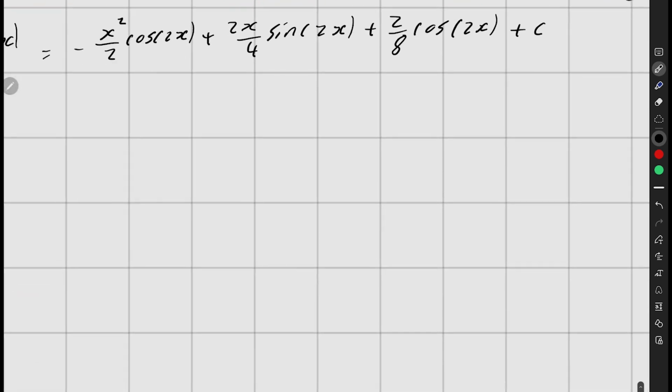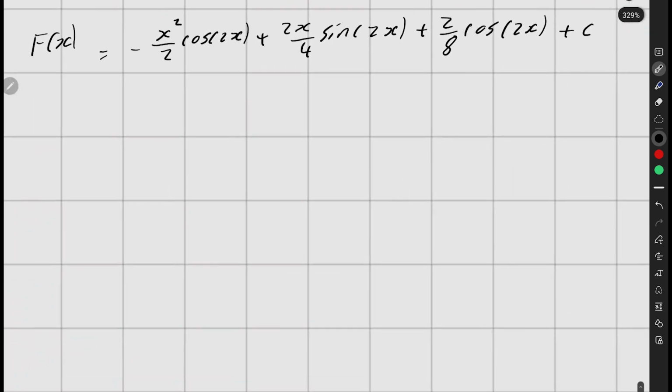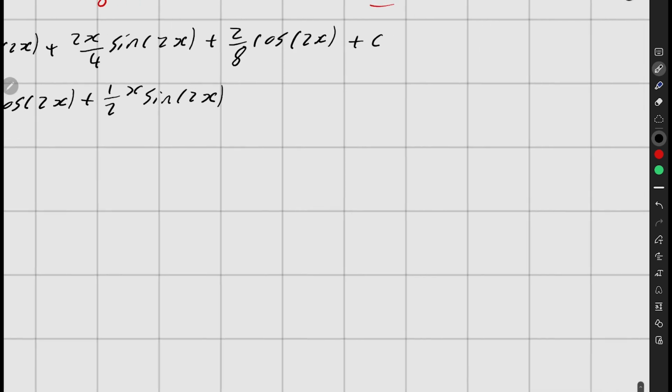So that's one of the 3 stops that you need to know, when a derivative goes down to 0, and that's how we can use it. We can simplify this down a bit, so that's going to equal 1 divided by 2 x squared cos 2x plus 2 on 4, 1 on 2 x sine of 2x. 2 over 8, 2 goes into 8 once, into 8 4 times. Plus c.